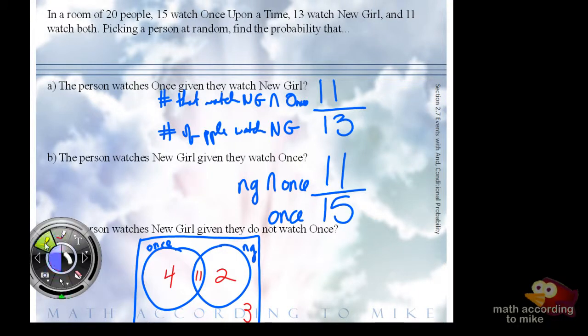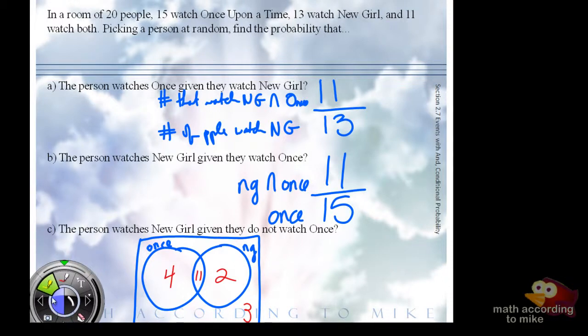So now let's do part C. Given they do not watch Once. Well, the left circle is the ones that do watch Once. This is a horrible color choice. But everything outside that circle are the people that don't watch Once. How many total people do we have there? 5. Out of those 5, how many still watch New Girl? 2.